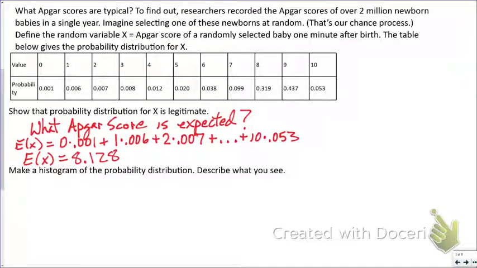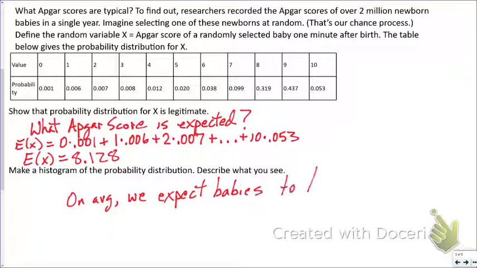And it said to interpret this. On average, we expect babies to have an APGAR score of 8.128.